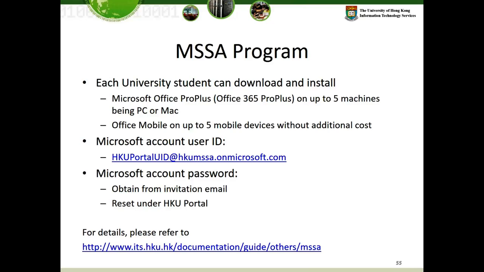Your Microsoft account user ID is your HKU Portal UID at hkumssa.onmicrosoft.com. New students will receive an invitation email from us about the Microsoft account password. But if you have already deleted that email or lost it, no worries. You can also reset your Microsoft account password under the HKU Portal, so you don't have to come and ask us to send you the invitation email again. You can always go to the HKU Portal and search for MSSA to reset the account password. Then you will be able to use your MSSA account afterwards. Okay? So if you lost the password, just go and reset it.